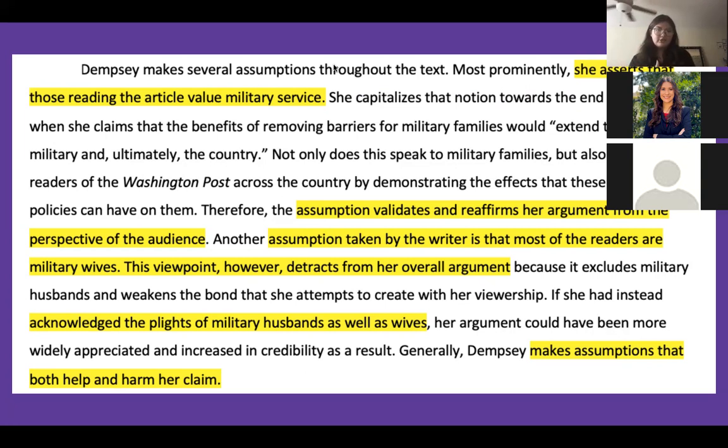And then I also mentioned another assumption, just as another demonstration of it. She directs the paper towards military spouses, specifically wives. And I said that that isolates another demographic, which is spouses of military people who are not wives. And so that detracts from her argument because she's not acknowledging a whole other demographic within this paper. So you can do that as well. You can talk about its effectiveness as a boost of credibility, but also detracting from her argument.